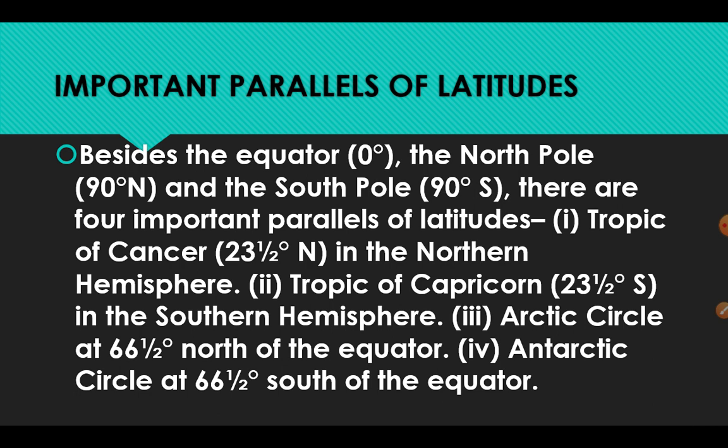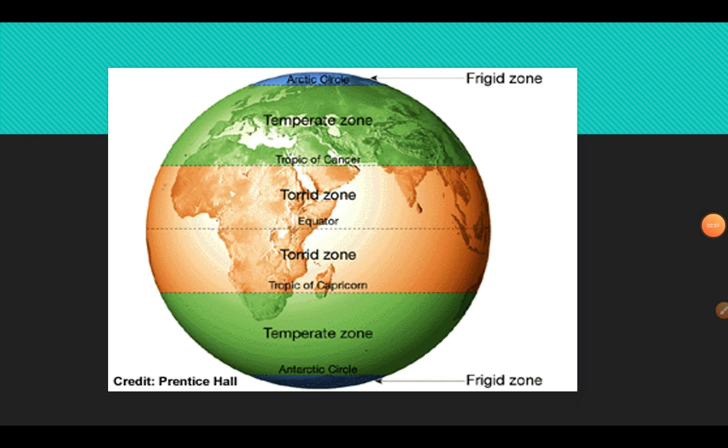The Tropic of Cancer is an imaginary line that crosses at 23.5 degrees in the Northern Hemisphere. The Tropic of Capricorn is an imaginary line that crosses at 23.5 degrees in the Southern Hemisphere. The Arctic Circle is a circle at 66.5 degrees north of the equator, and the Antarctic Circle is a circle at 66.5 degrees south of the equator. Again, I would like to show you this picture. Observe this picture carefully, right?